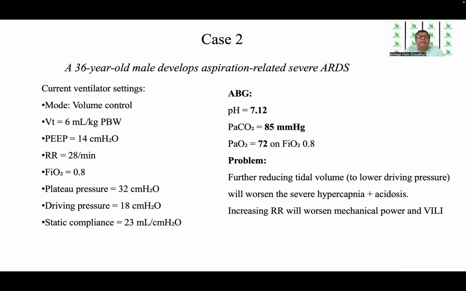A 36-year-old male develops aspiration-related severe ARDS. The patient is on volume control with lung protective ventilation at a tidal volume of 6 mL per kg of predicted body weight, PEEP of 14, respiratory rate of 28, FiO2 of 0.8, with a plateau pressure limit set at 32, driving pressure of 18, and static compliance of 23 mL per centimeter of water. The ABG shows a pH of 7.12, PCO2 of 85, PO2 of 72.